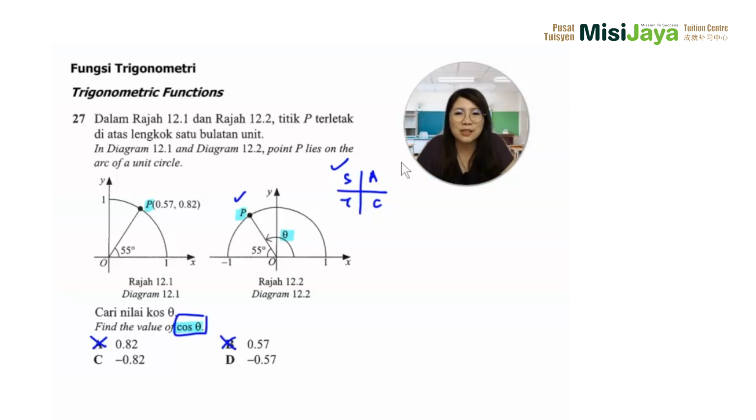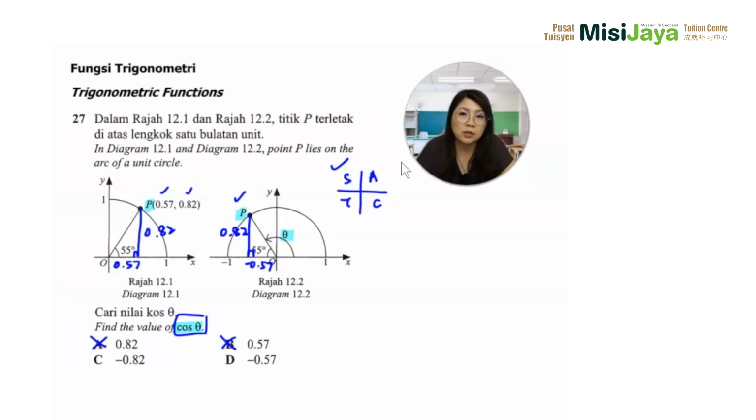So here, cos theta. I'm going to draw a triangle here, like this. I'm going to refer to the left-hand side for reference because P is given as 0.57 and 0.82, which means that the x here is 0.57. So if it's on the left-hand side, here will be -0.57, and then the height is 0.82, so here is 0.82, okay.